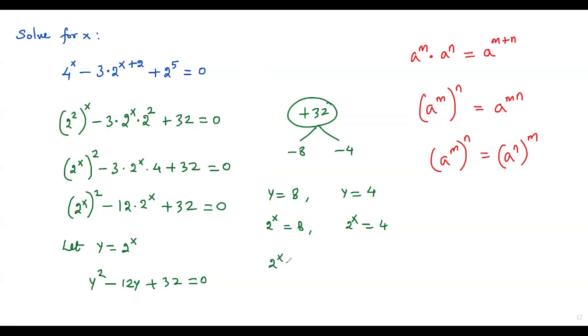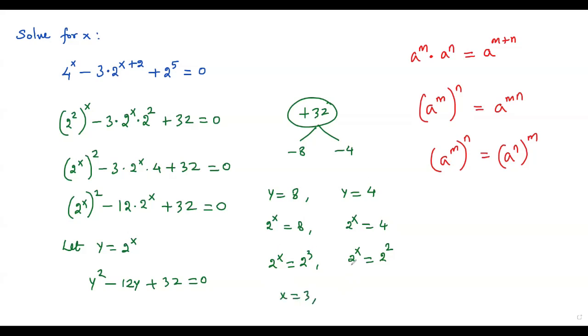So 2 to the x power equals 2. We can write this 8 as 2 to the third power, and here 2 to the second power equals 4. So this 4 can be written as 2 to the second power. Here I got the same base on both sides of this equation. So whenever two terms are equal with the same base, we can equate the exponents. Then I'm getting x equals 3.